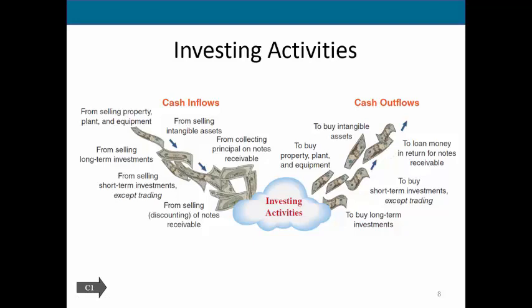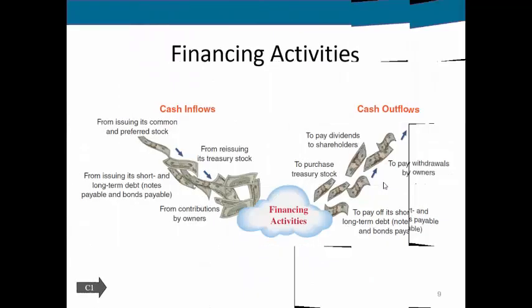So then what are the cash flows related to investments? When we buy property, plant, and equipment, we buy intangible assets. If we buy long-term investments, if we're buying short-term investments, again, except trading securities. And then if we're loaning money in return for a note receivable, all of these are cash outflows related to investing activities. Finally, we're going to look at our financing activities.